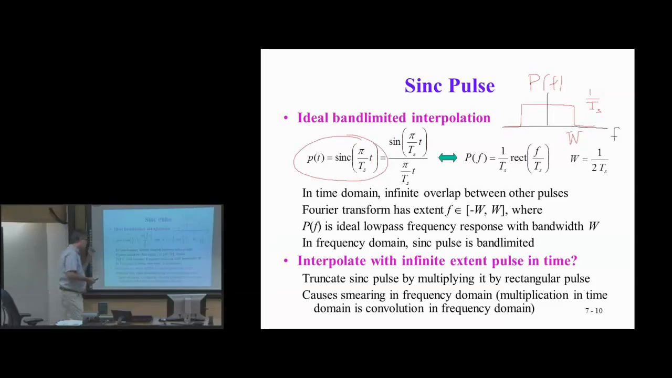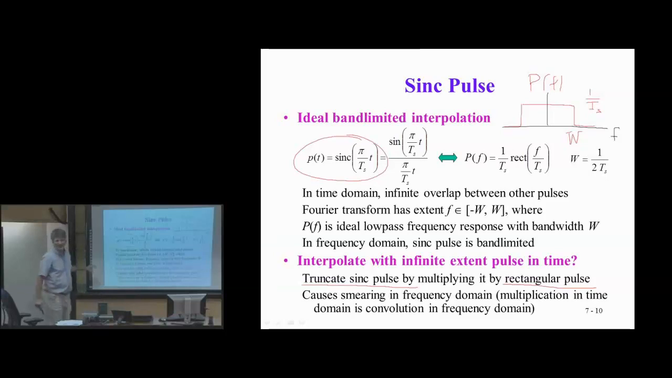Right. So that's nice, but it's a starting point because this is the filter we would like to use for reconstruction based on what we know from sampling and the sampling theorem. Okay, so we can't interpolate with an infinite extent pulse in time. So what can we do instead? Like I said, we can truncate the sinc pulse by multiplying it by a rectangular pulse, so limit the width of the sinc pulse. Now, if I multiply in the time domain, it means I convolve in the Fourier domain. So now in the Fourier domain, I'm convolving the Fourier transform of the sinc pulse, which is the rectangular pulse, with the Fourier transform of the rectangular pulse, which is the sinc pulse.